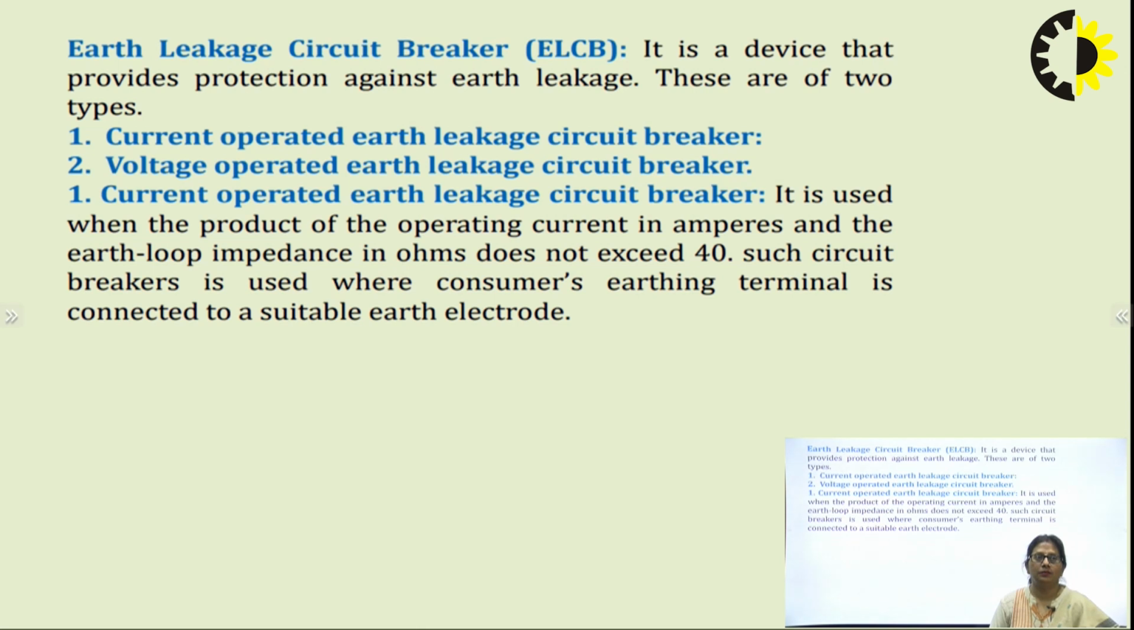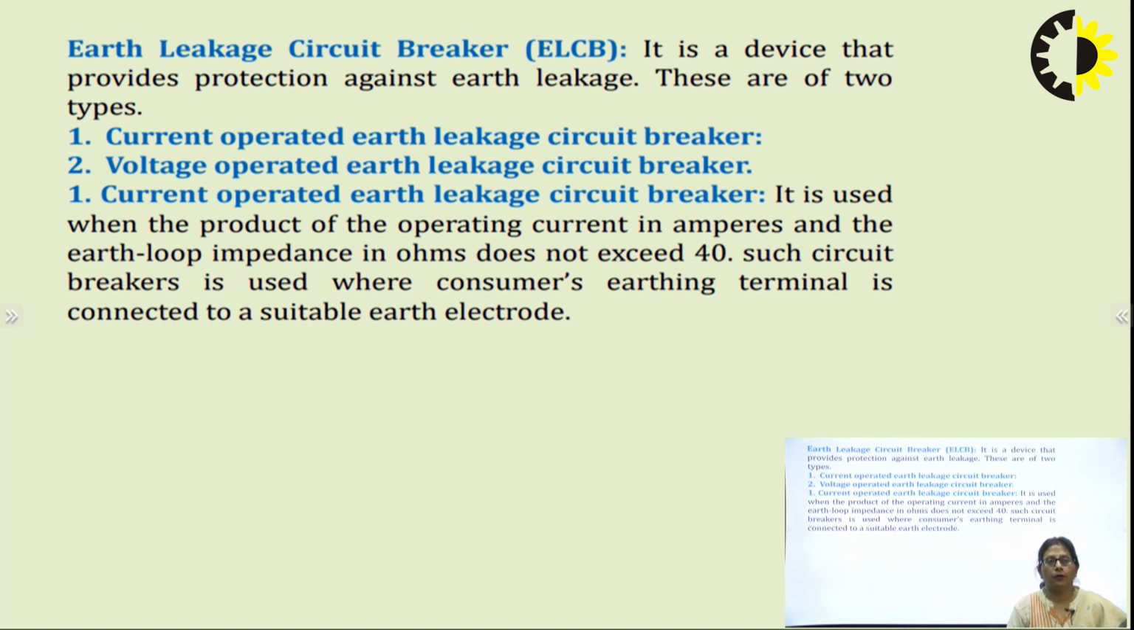Another important component of low tension switchgear is the ELCB, that is, the earth leakage circuit breaker. Now, what is an earth leakage circuit breaker? As the name suggests, it is a device that provides protection against earth leakage. There are generally two types: one, the current operated earth leakage circuit breaker, and the other, the voltage operated earth leakage circuit breaker.